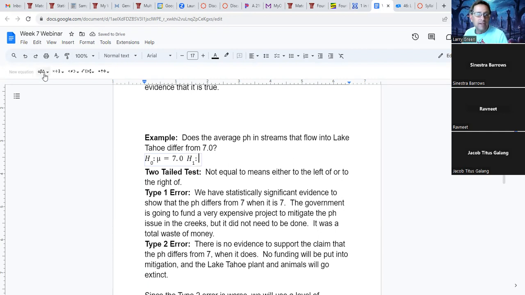And H1 also is going to be mu. And now, again, if it's on the low side or the high side, it's bad. So in this case, what we're going to do is what's called a two-tailed test. And for a two-tailed test, we use a not equal to 7.0. Because if it's not equal to 7.0, that means that it's not pure water. Any questions on that?